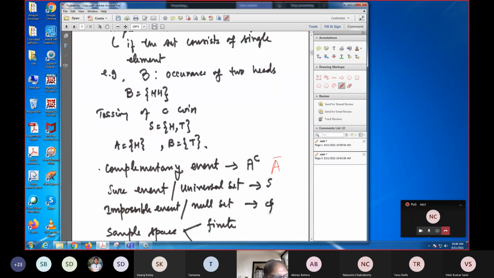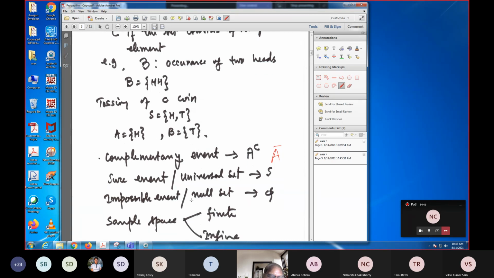Say for example, you toss a coin, head and tail, and if you define the event of occurrence of 2 heads, so it is an impossible event. You cannot have two heads when you toss a single coin. Okay. So impossible event which is equivalent to null set. Okay.